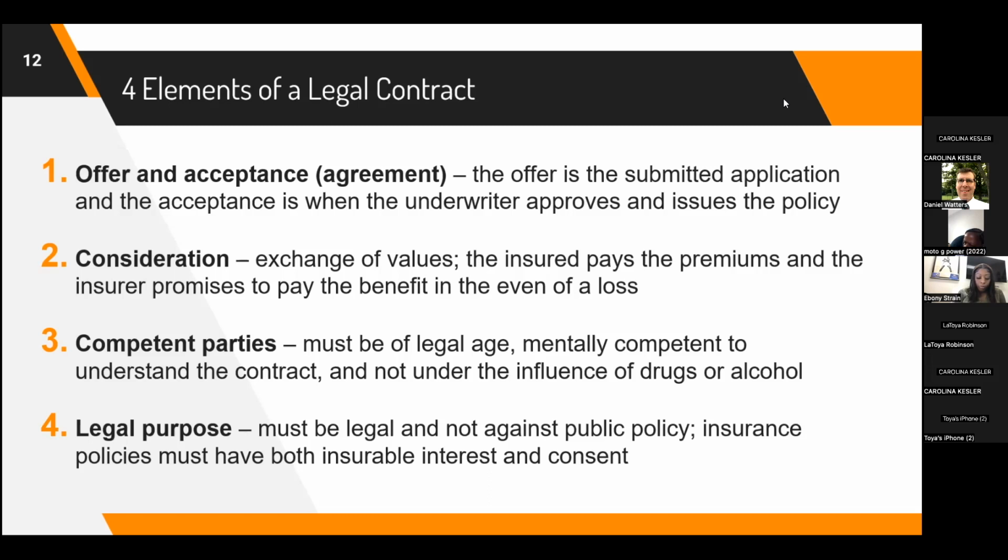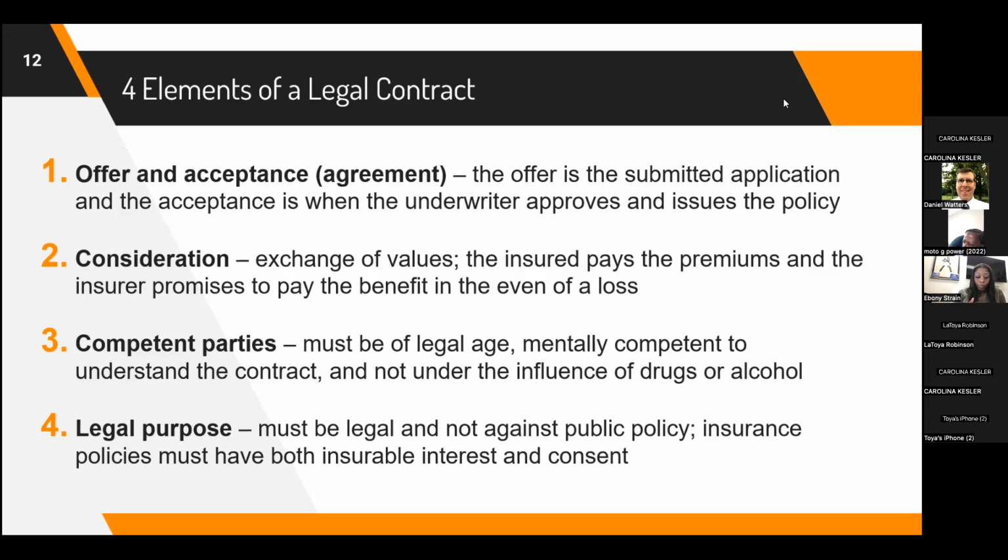Easy to remember, CLAC. So the agreement, or the offer and acceptance, this is actually two test questions right there. The offer is the submitted application, and the acceptance is when the underwriter approves and issues the policy. So two questions done there, right? Easy. And then the final C is competent parties.